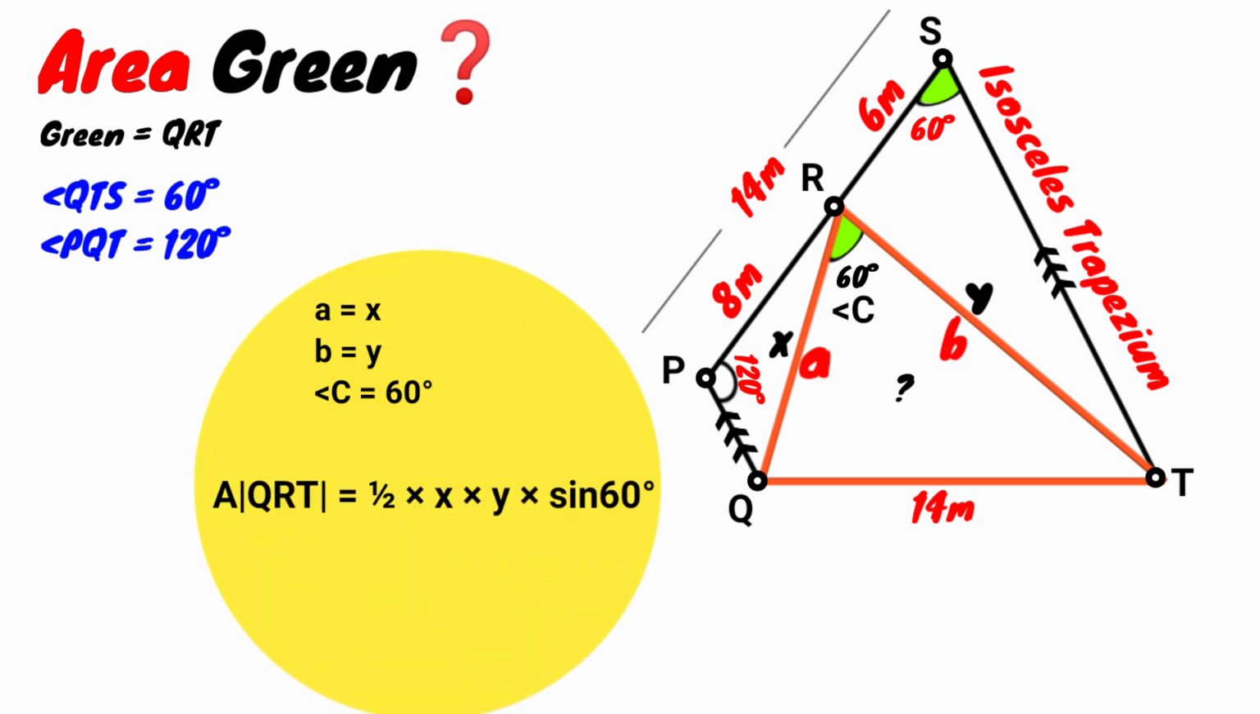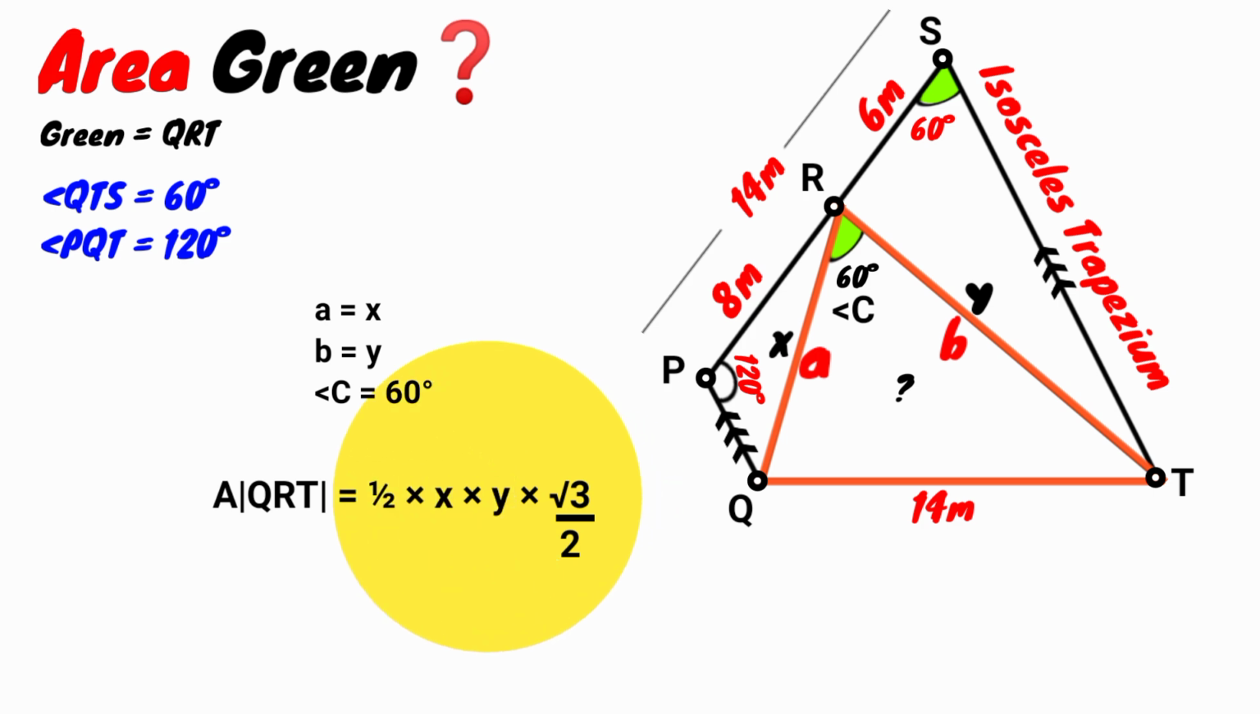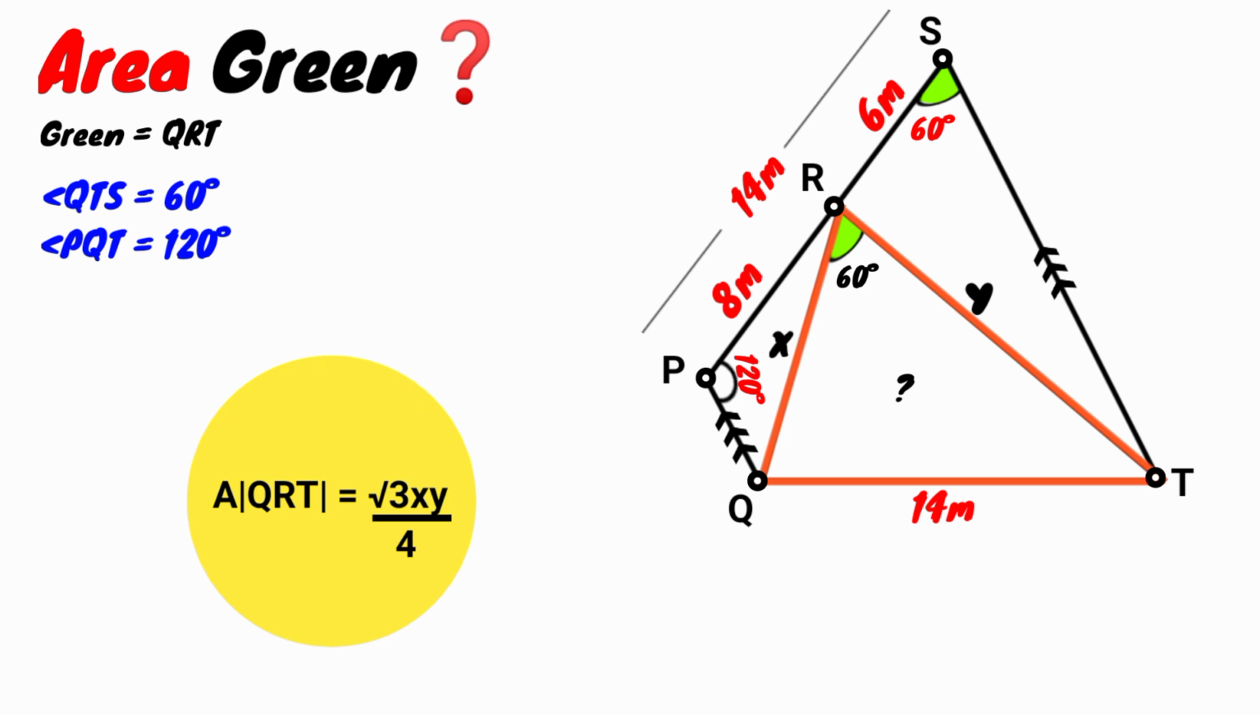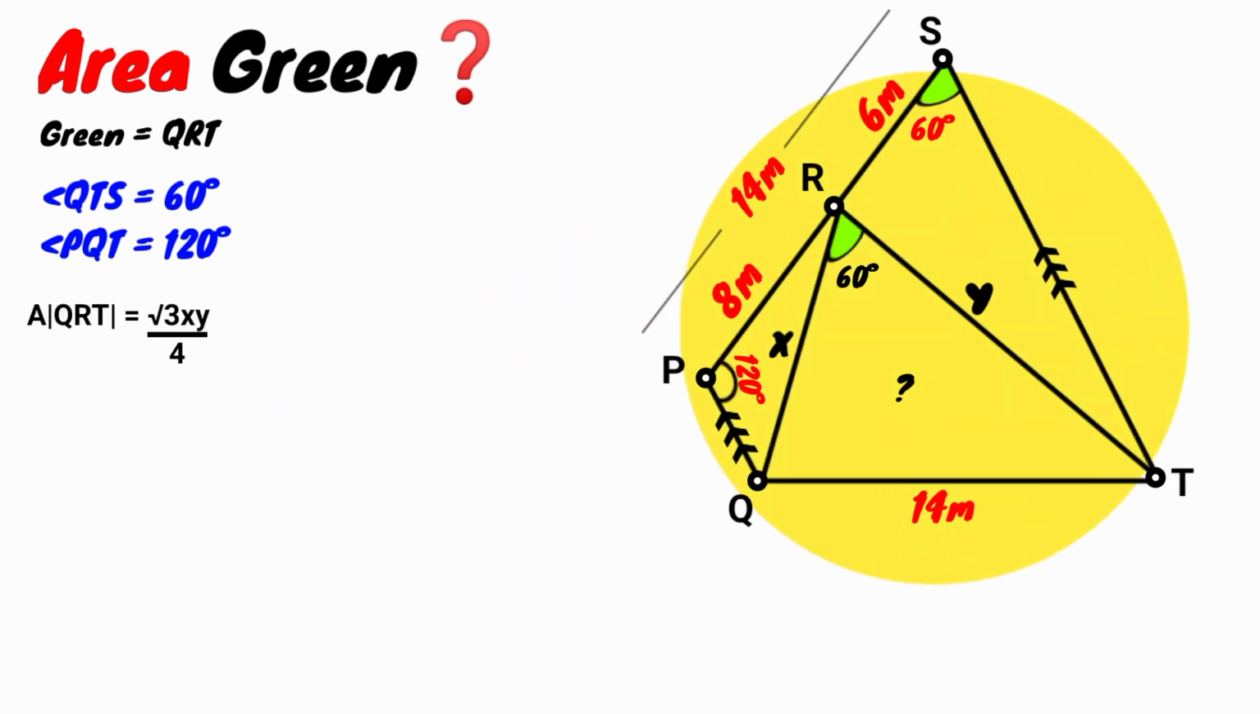Put it here. Sine 60 degrees is root 3 over 2. 1 over 2 times x times y times root 3 over 2 is root 3xy over 4. So area of triangle QRT equal to root 3xy over 4. We keep it aside. Come here.